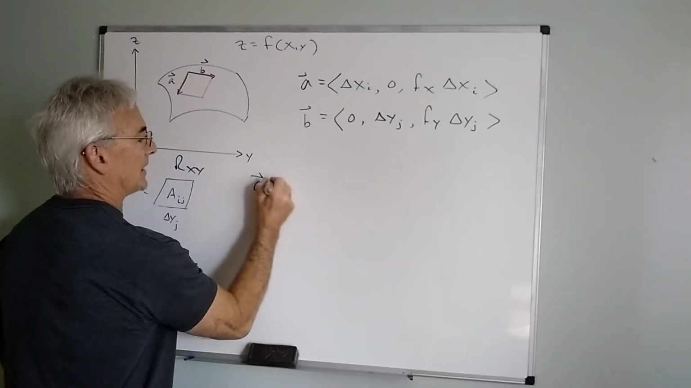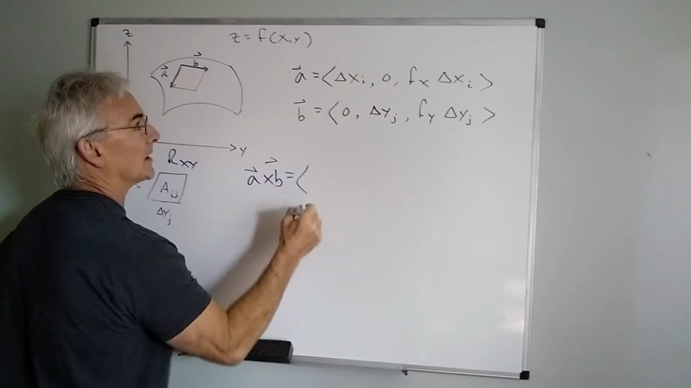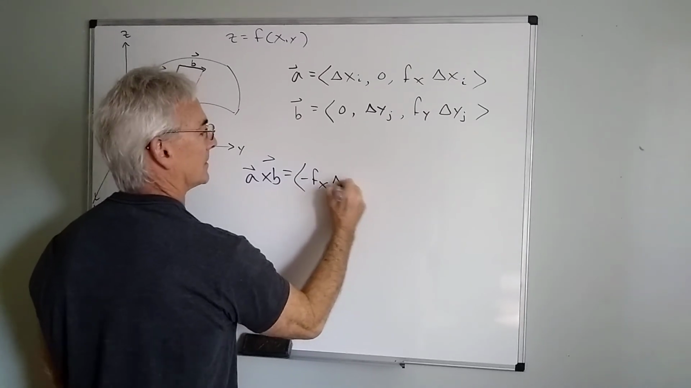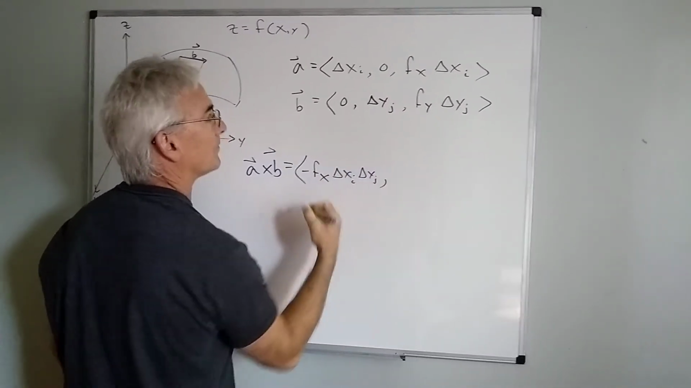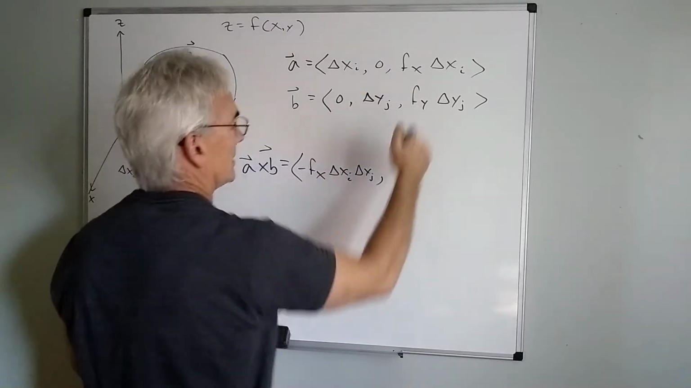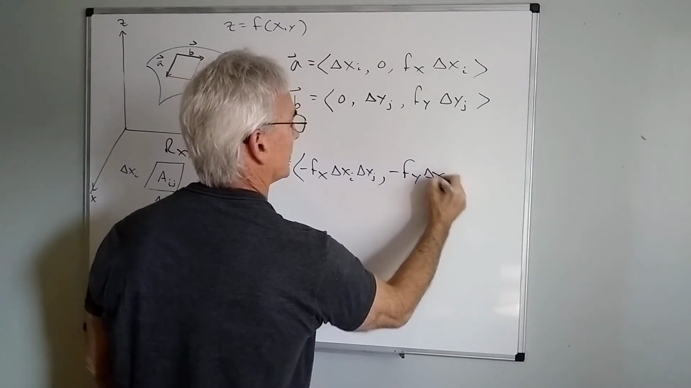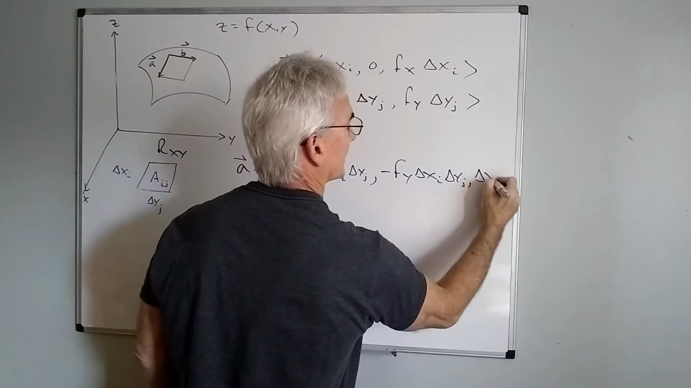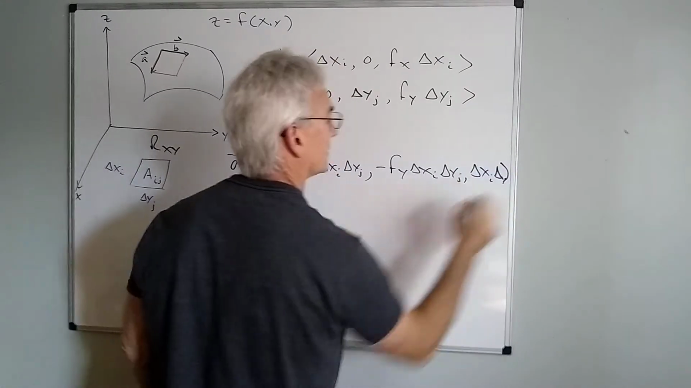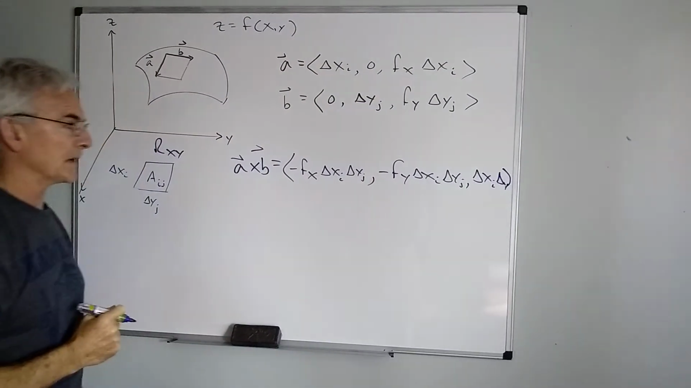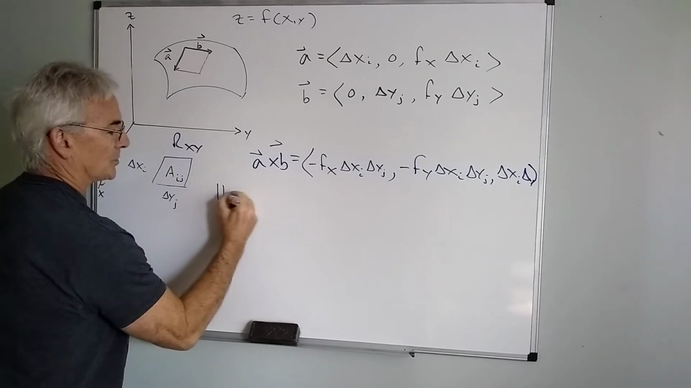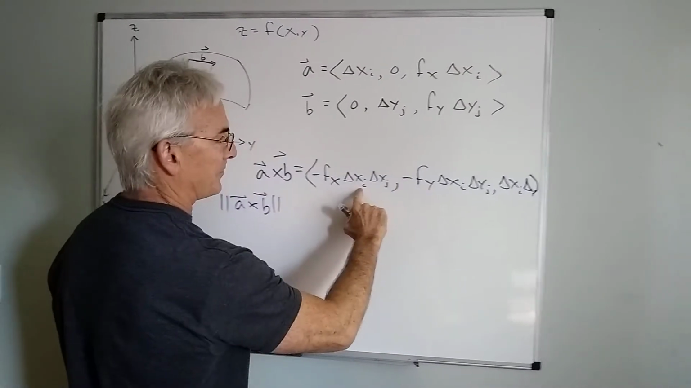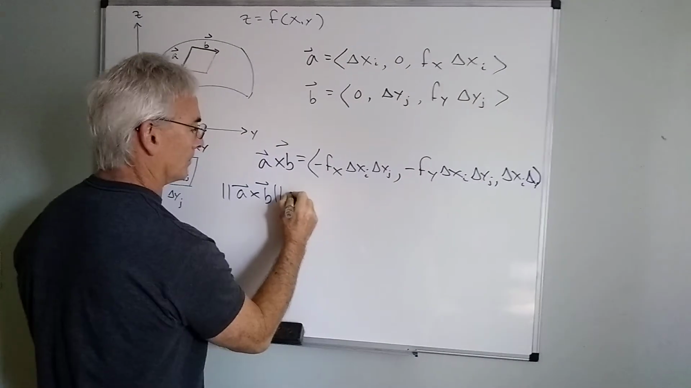So if we compute A cross B here, we know we're going to get negative fx delta x delta y. And then from here, negative fy delta x delta y. And then finally here, just delta x delta y. The fact that these are negative are not important because we're going to be finding its magnitude. So if I said what is the length of the cross product, well, first of all, you notice we can factor out a delta x delta y out of each term, so we'll do that.